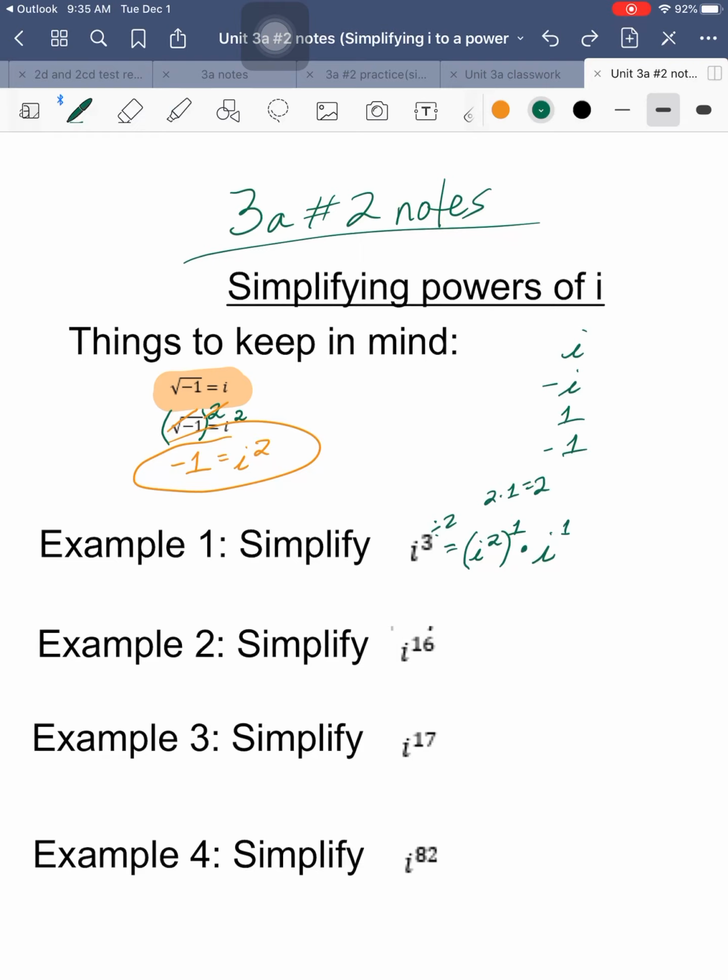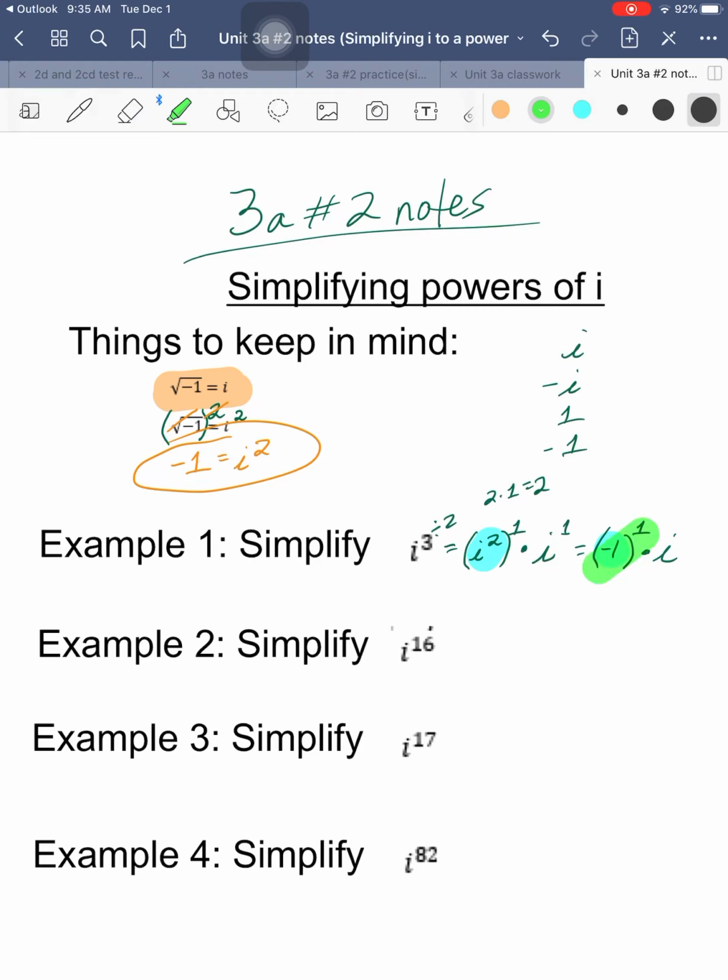All right, and then the next step, the only thing I do, in parentheses, is the i squared. So what's i squared there? That's going to be negative 1. And then negative 1 to the first power times i. The only thing I did was replace the i squared with negative 1. And now we can look at simplifying.